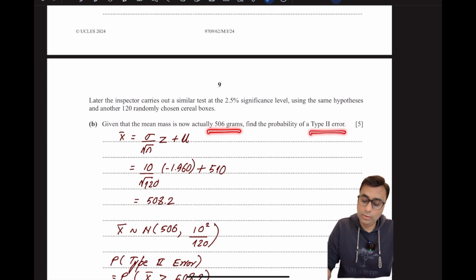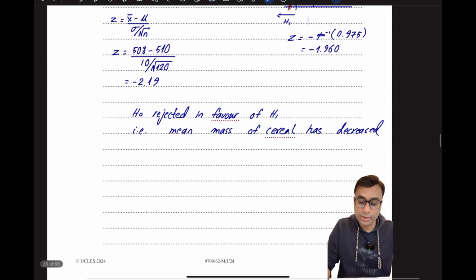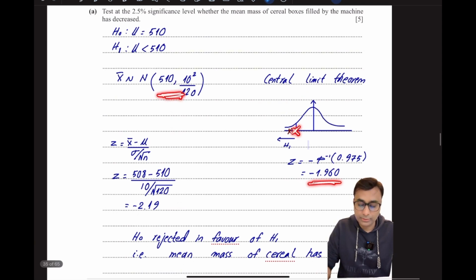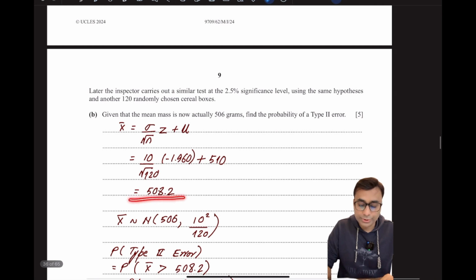So with the alternate hypothesis being true, we have to calculate the probability of the non-critical region. So we have to calculate the probability of this particular region, the H0 acceptance. But I would need to know this critical value. So I will use the Z value to find out the corresponding critical value by using this distribution. When I perform calculation on that, that comes out to be 508.2.